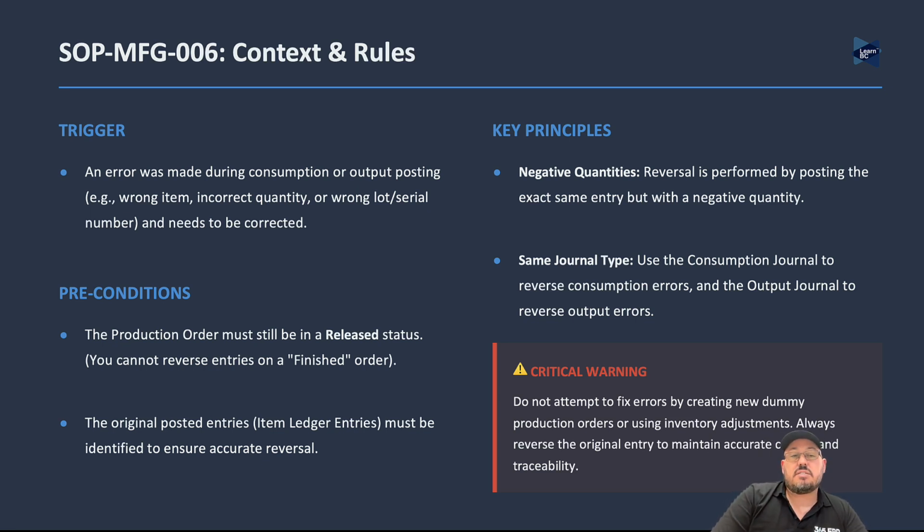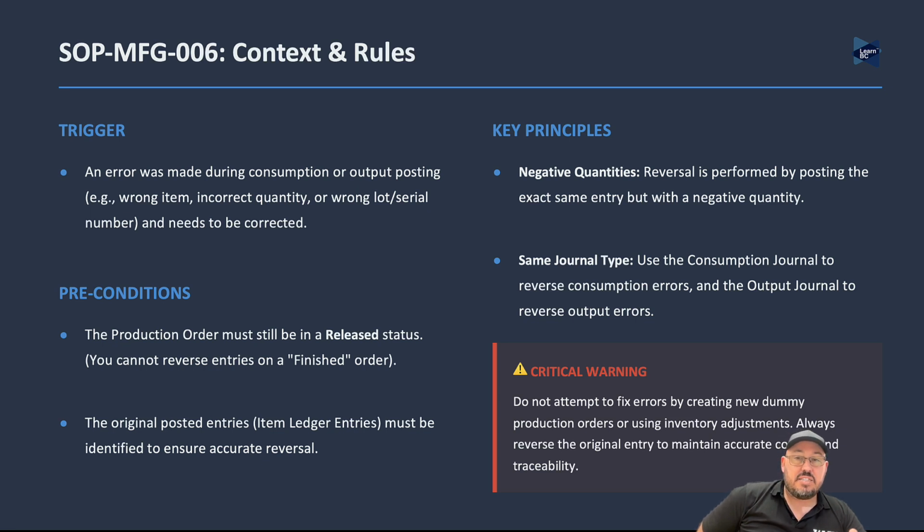The preconditions are that the production order is still released. It can't be finished. Now, if you finished it, there's a separate SOP for correcting that. The original posted entries, the item ledger entries, must be identifiable. I'll show you that as we do the journal.